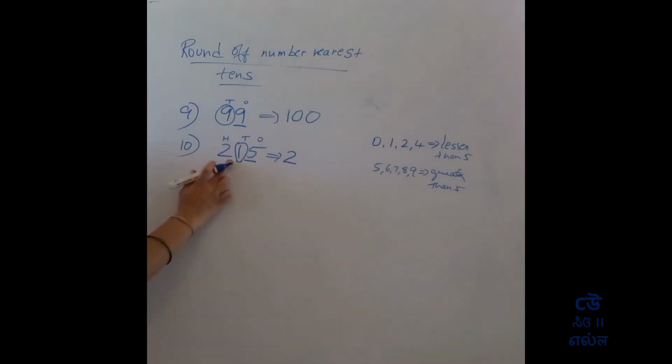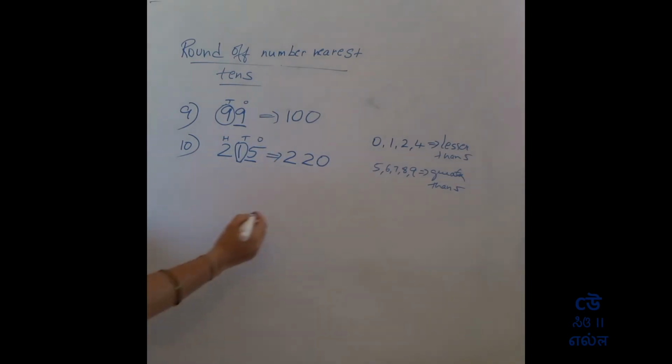Understood? Next, to the tens place number, we have to add 1. So 1 plus 1 will be 2. We are increasing the tens place number. Next, the ones place number will be 0. The underlined number will always be 0. Right side to the circle number, whatever it may be, we have to consider as 0.